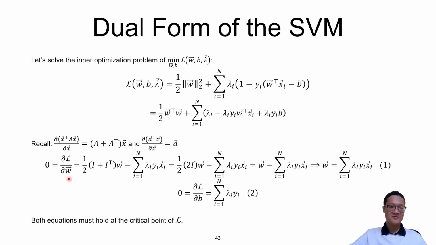So that was the gradient with respect to W set to 0. For the gradient with respect to b, the only term that has a b is the last term. So that's pretty easy. We simply have 0 equals the summation of lambda_i y_i, which is the coefficient of b here. Both of these equations must hold at any critical point of L.